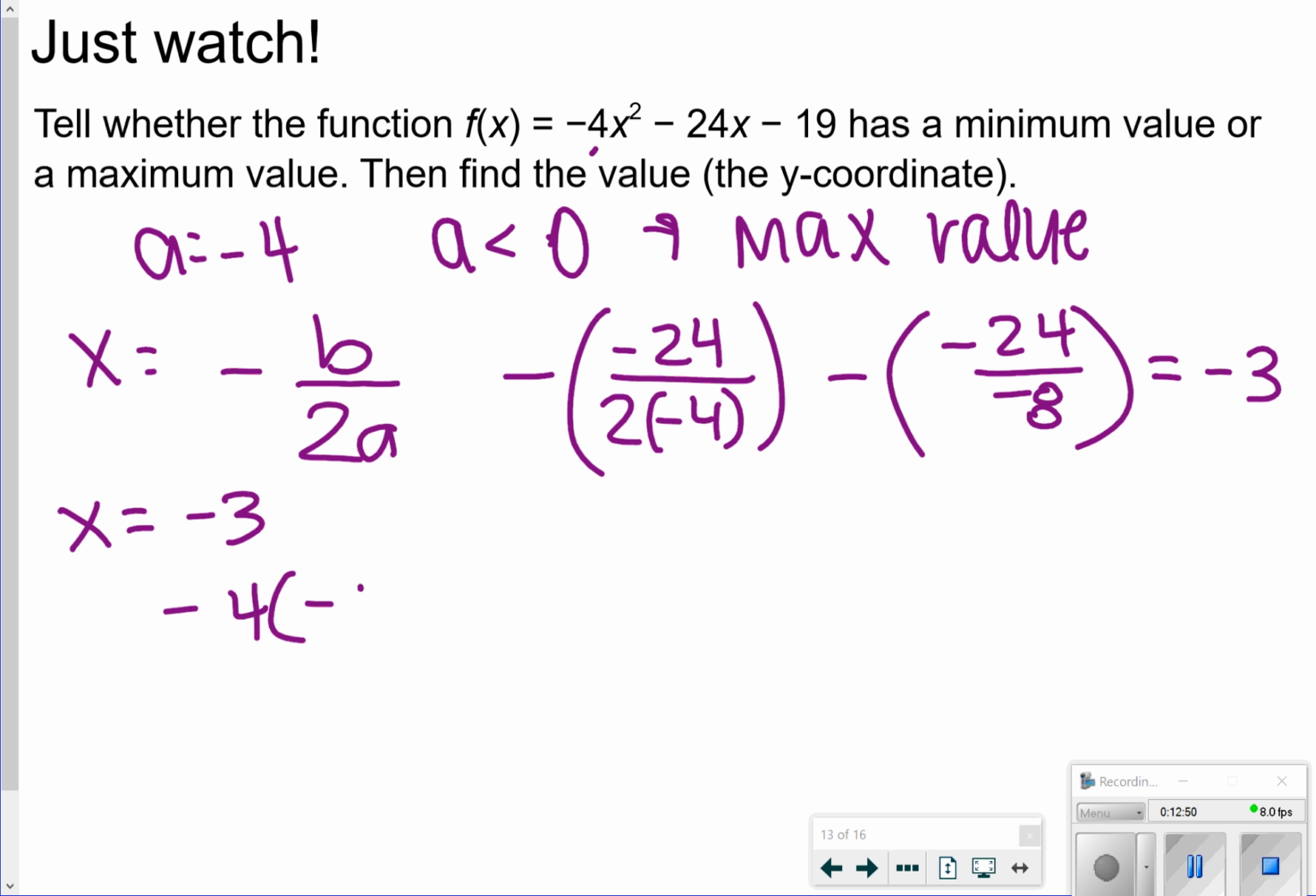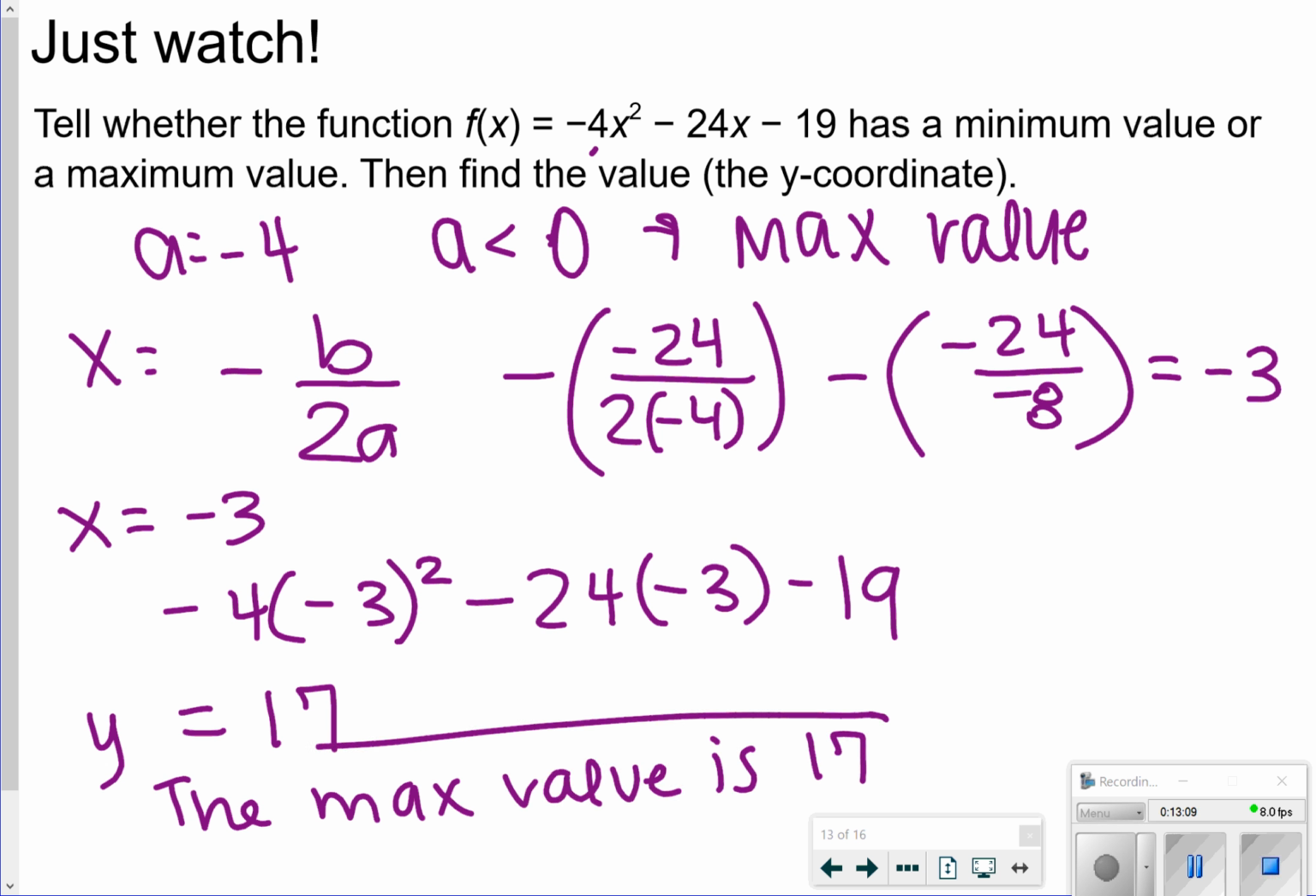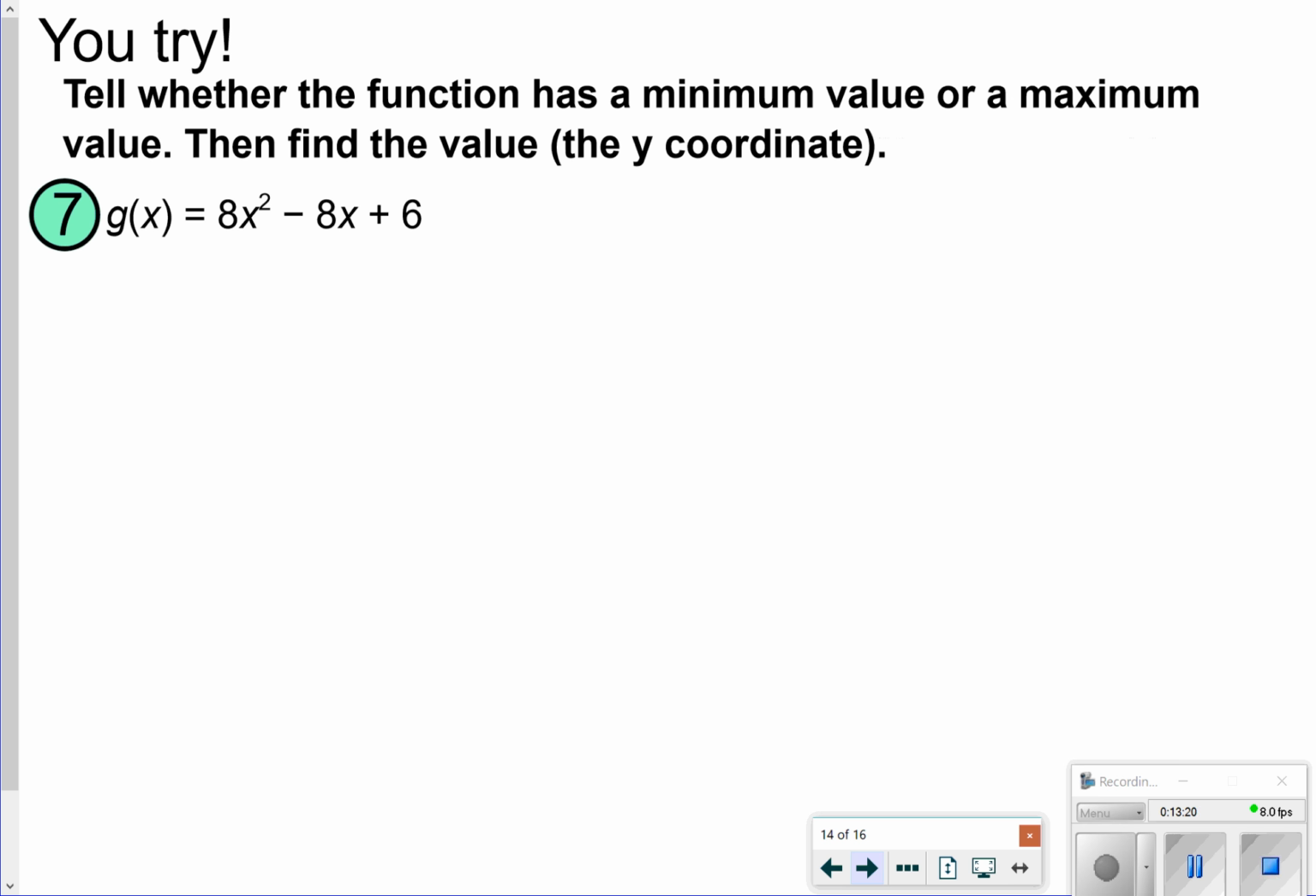Because x is equal to negative 3, I'm going to go back and plug it in. So negative 4 times negative 3 squared minus 24 times negative 3 minus 19. All those calculations are going to give me 17. So the max value, or the y coordinate, is 17. Okay, so that's all you have to do. Determine whether it's a max or a min, and then find your y value by using the negative b over 2a. This one you're going to try.